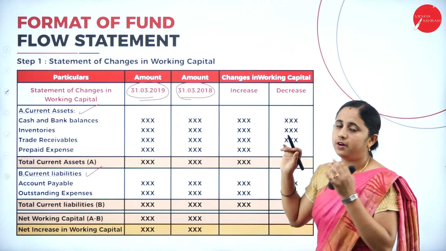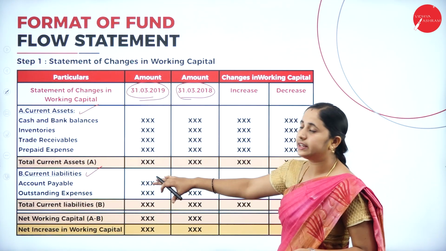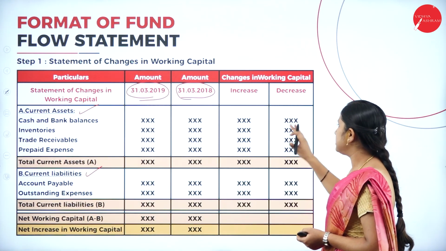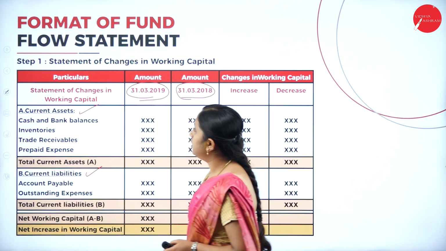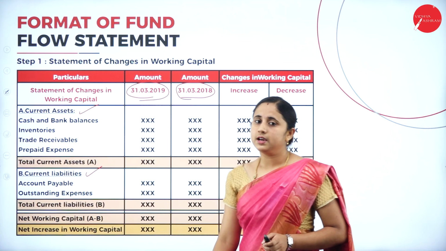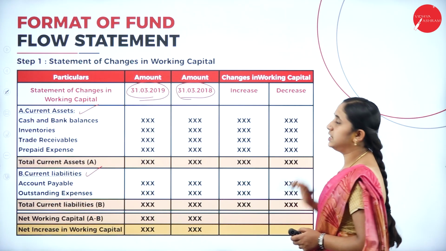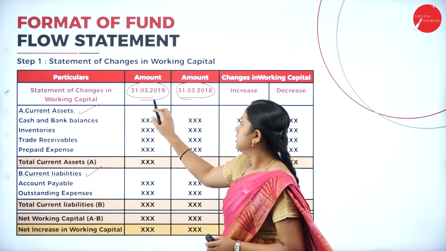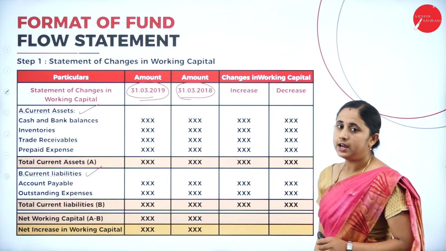So here, if the working capital is increased compared to the previous year, current assets and current liabilities increased, we are going to write in the increase column. If it is decreased, we are going to write in the decrease column. So here, first statement of changes in working capital. Under that, first one, we are going to write the current assets and current liability. So particulars, amount, changes in working capital, whether it is increased or decreased. So first, current year balance sheet and previous year balance sheet, then increase or decrease.